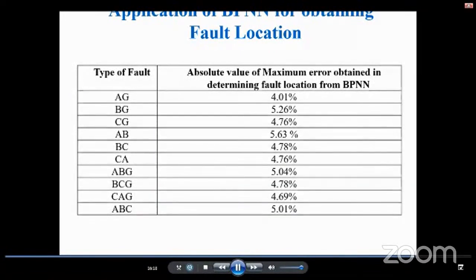And here is a table in which the maximum error has been calculated for different types of faults. So the absolute value of the percentage error was calculated for different fault locations, and the maximum error that was obtained in each case has been shown over here. So from this we can see that the maximum error that is obtained is around 5.63%, which is an acceptable value.